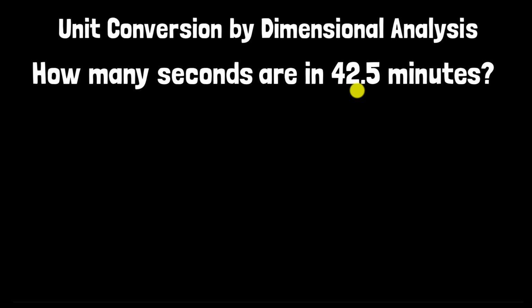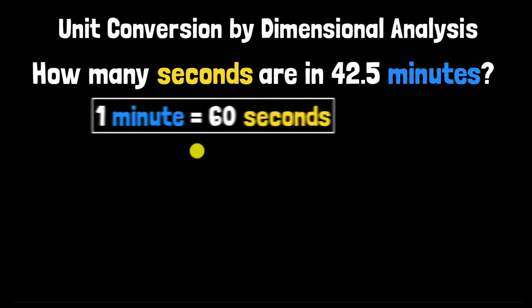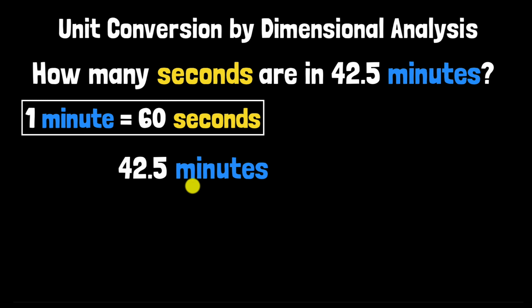How many seconds are in 42.5 minutes? Well, again, what is given to us? We are given 42.5 minutes and we have to convert that into seconds. So we need an equality that connects minutes and seconds. And we know that 1 minute equals 60 seconds, right? So next step, write down what's given to us. That is 42.5 minutes that's given to us.